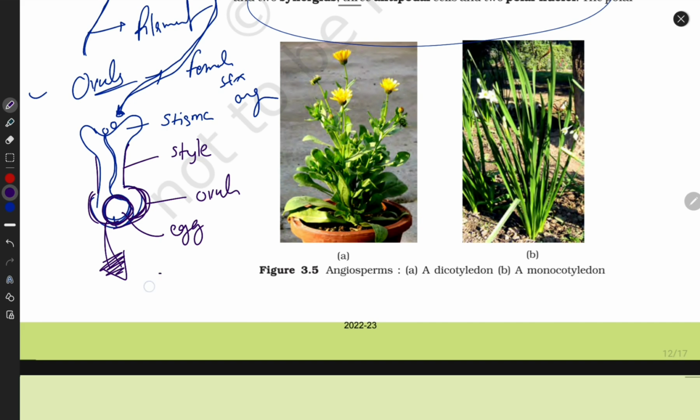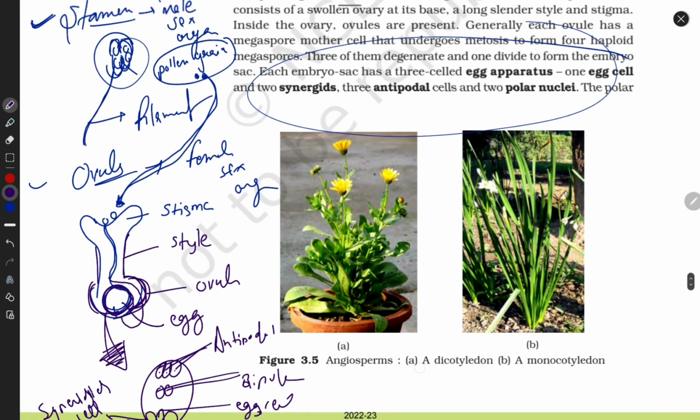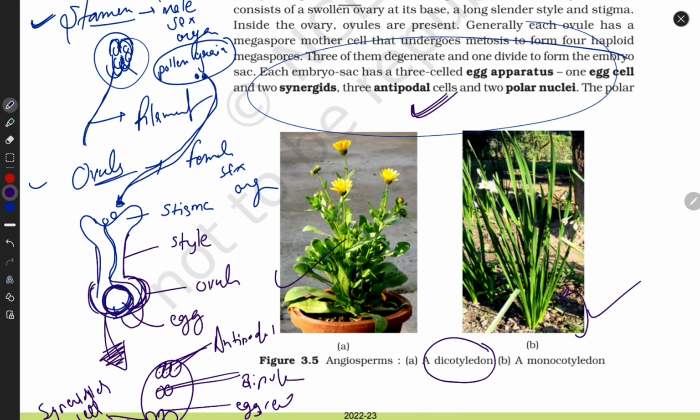If I zoom in on the egg, how does it look? Look here. Okay, this is important. These cells we call antipodal cells. This is the egg cell. Now the pollen tube reaches here and fuses with the egg cell. These two we call synergid cells. All things are written here. This is the monocot plant, and this is the dicotyledon plant. How do you identify them? The dicot has two cotyledons during germination, and the monocot has one cotyledon during germination.